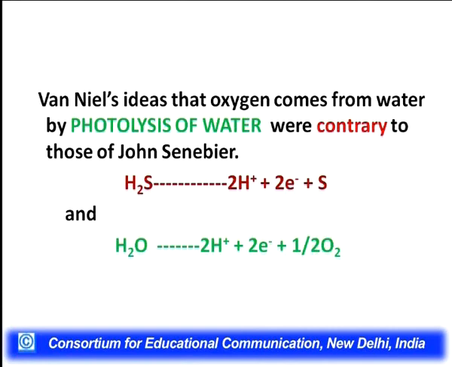Why? Because he said that water would be photolysed, and this idea was absolutely contrary to Jean Senebier, who had started the whole concept that carbon dioxide is being split and oxygen is being released. So Van Niel said H2S is giving rise to protons, electrons and elemental sulfur. Likewise, water also must be splitting, and it would be giving rise to protons, electrons and half a molecule of oxygen. In other words, Van Niel was perhaps the first person to indicate that photosynthesis is also some type of redox process, wherein reactions of reduction and oxidation are taking place.